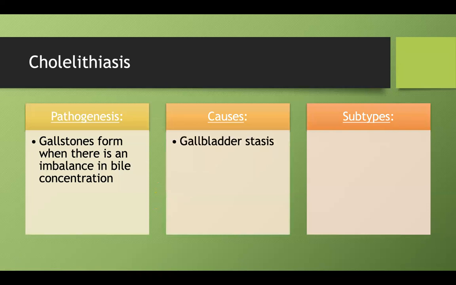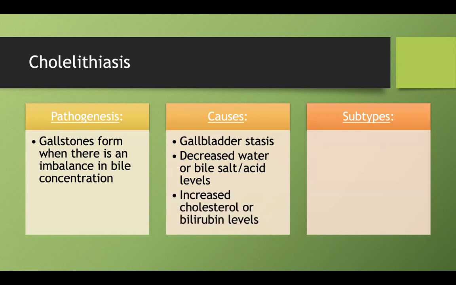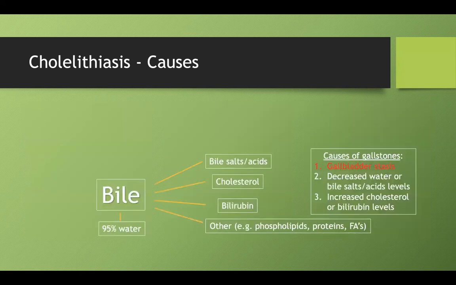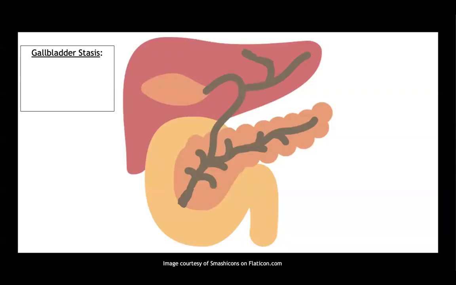So what causes gallstones? Well, gallbladder stasis can. If bile's not moving, you give it more time to start to concentrate and form actual precipitated masses. As I just mentioned, if you have any decreased water or bile salt levels, that's going to concentrate the bile, and that can cause gallstones. Or on the other hand, if you have increased levels of cholesterol or bilirubin, that can also cause a problem. So gallbladder stasis, let's talk about the three causes briefly.